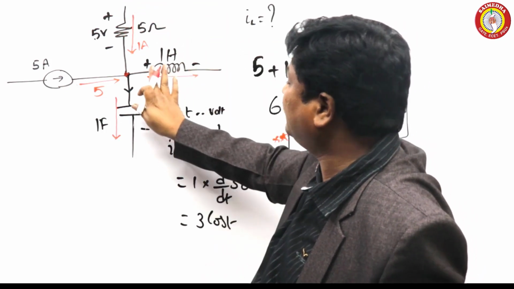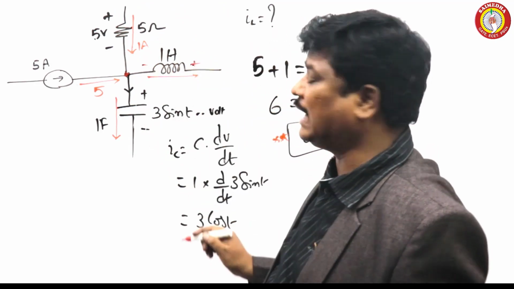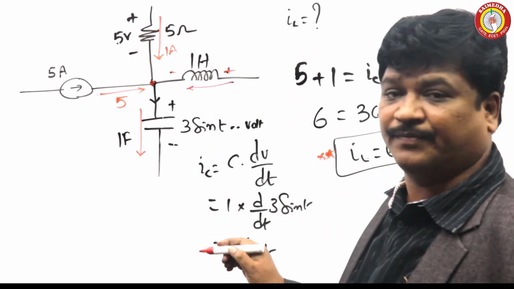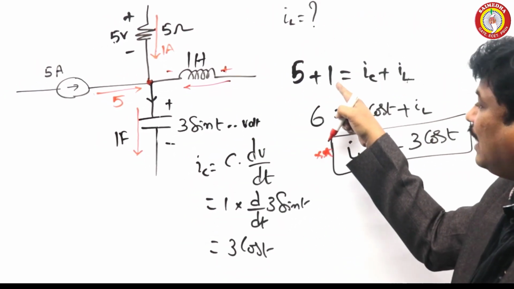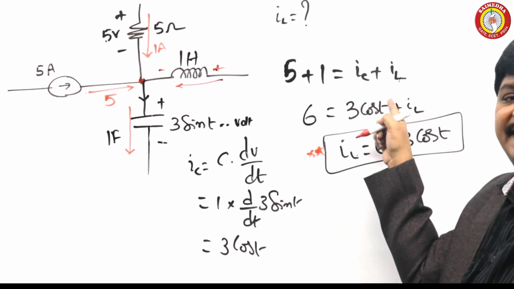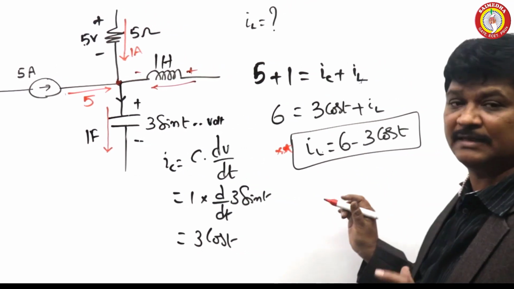For example, suppose here is a negative, here is a negative, here is positive. Under that condition, what happens? Your IL is in this direction. When IL is in this direction, we have to write like this: 5 plus 1 plus IL is equal to IC. Like that we are going to obtain the required answer.